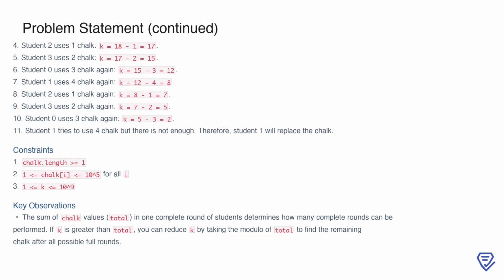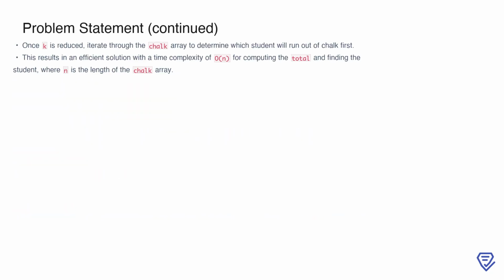The constraints ensure that we are working with manageable inputs, even though k can be very large. By efficiently reducing the problem using mathematical observations, we can handle these large values of k effectively. One key observation is that the sum of all values in the chalk array, referred to as total, determines the amount of chalk consumed in one full round through all the students.